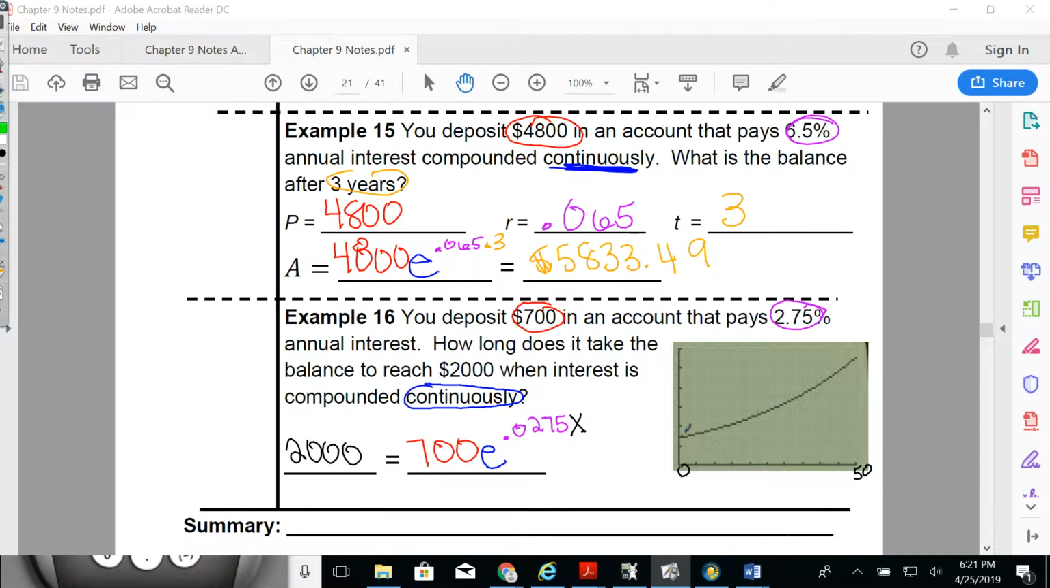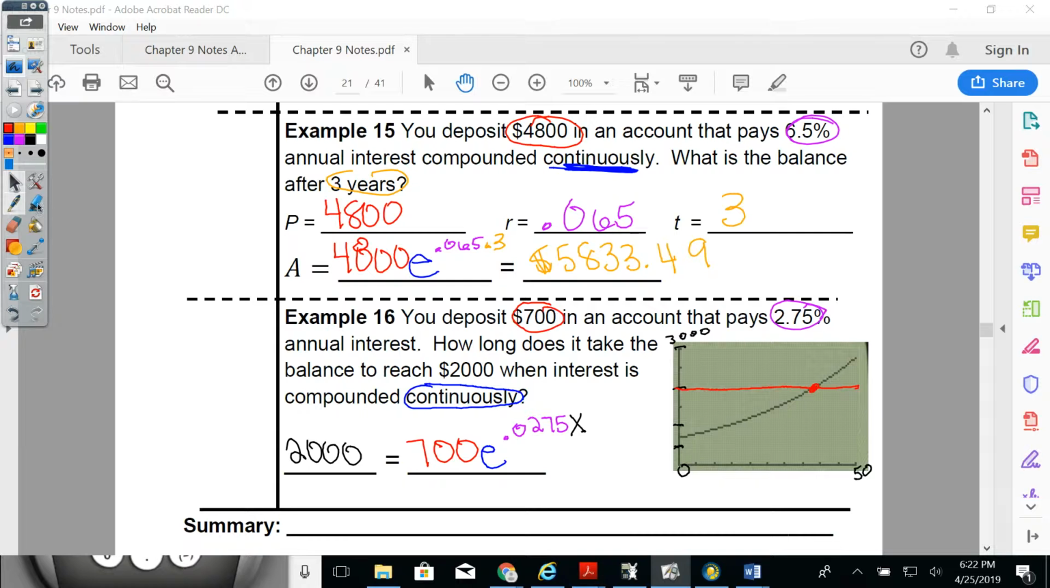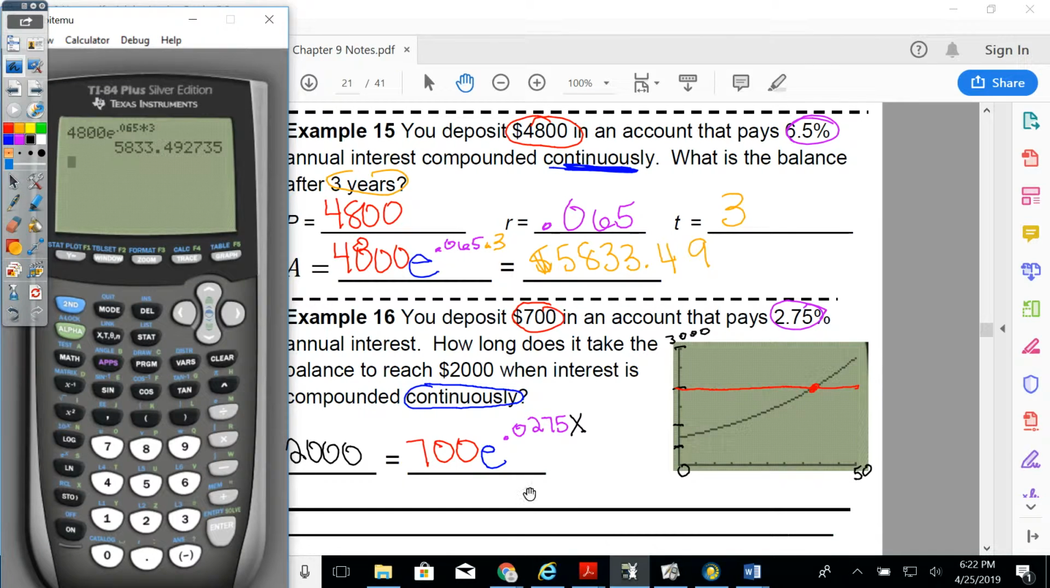All right, so this is my starting amount, 700. It looks like it's just above that one, so that one's probably 500. This is 1,000, 2,000, 3,000. It looks like it goes all the way up to 3,000. If we draw the horizontal line at 2,000, it would be right here. That's the point of intersection that I'm trying to find. So let's go adjust our window and graph it in the calculator.